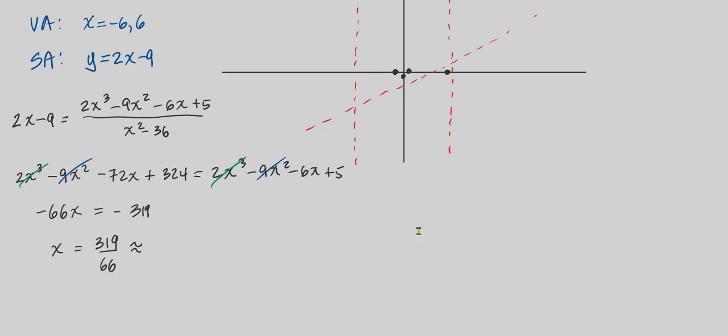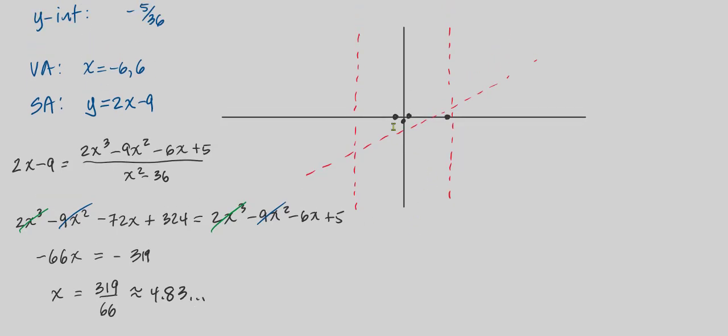And if I come over to my calculator, let's just test that. Let's get an approximation, 319 divided by 66. That's about 4.8. So we have a solution here. So that tells us that the graph that we're trying to find crosses this slant asymptote at 4.8. This point right here, this intercept is at 5. So we are crossing the slant asymptote right there, just to its left. Vertical asymptotes can never be crossed, so we don't have to worry about that.